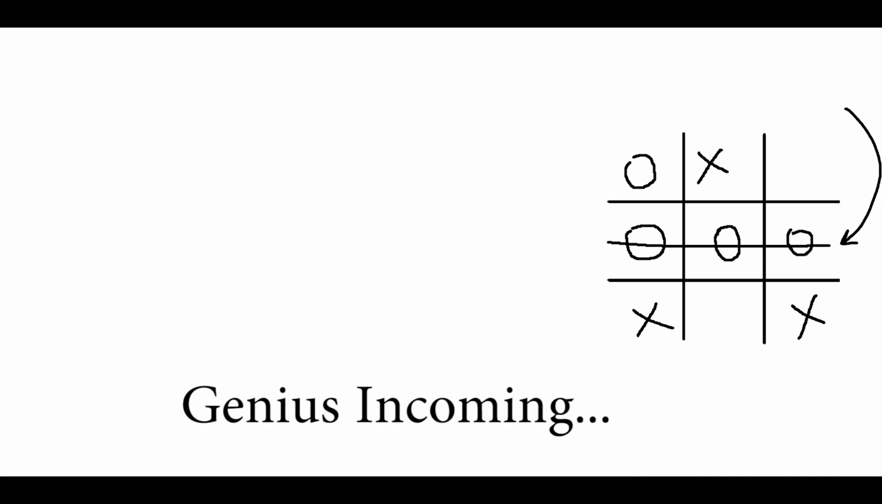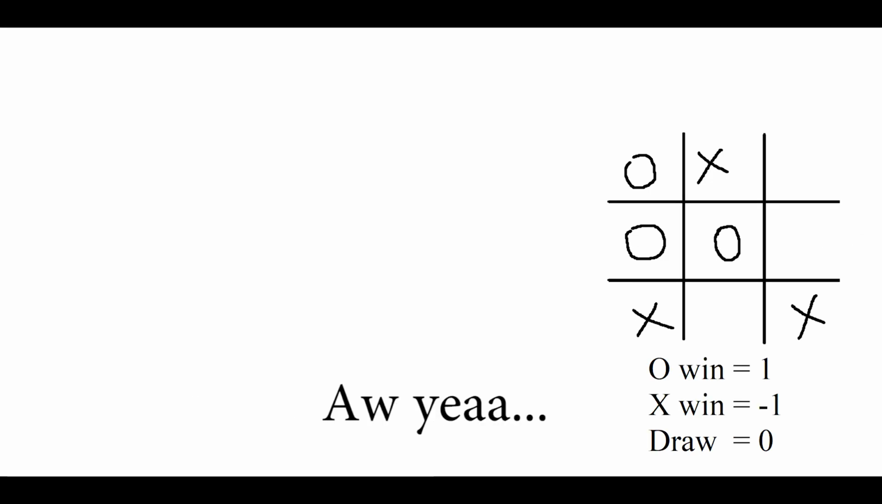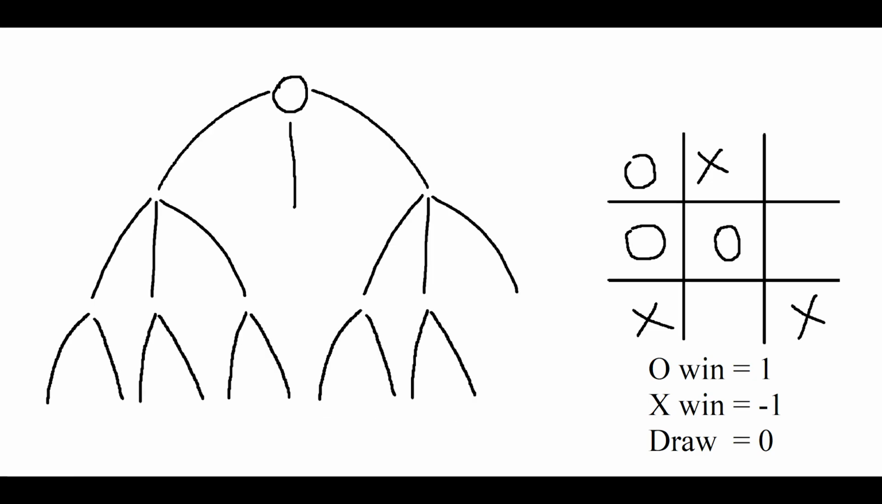Now, how can that be done, you might ask? Well, that's what I'm here for. We assign values based on who wins as a result of a move. There you go, problem solved. It's going to look like a tree, and the end result of each move is going to be represented by a number at the end of that branch.